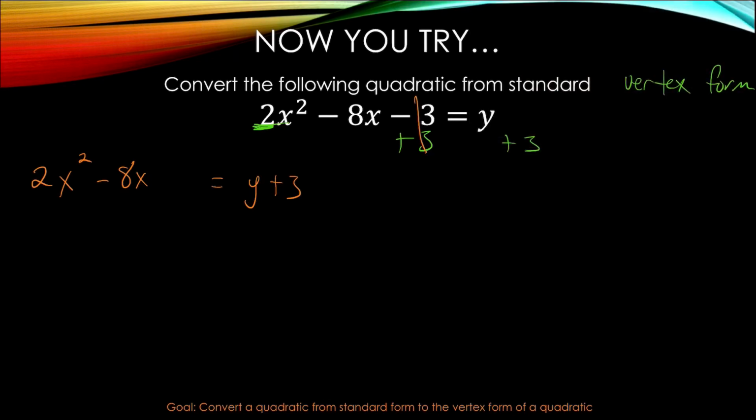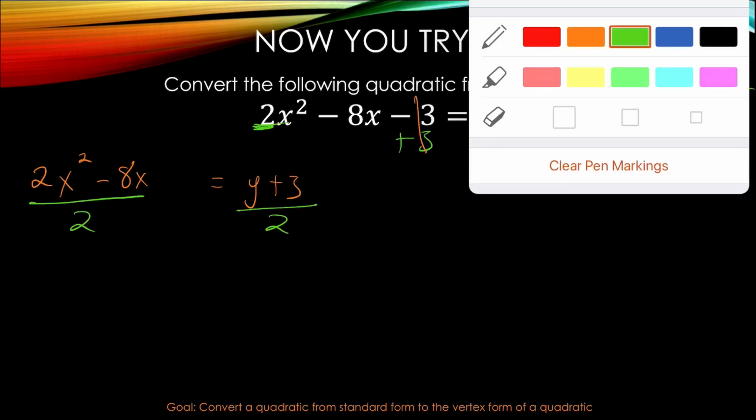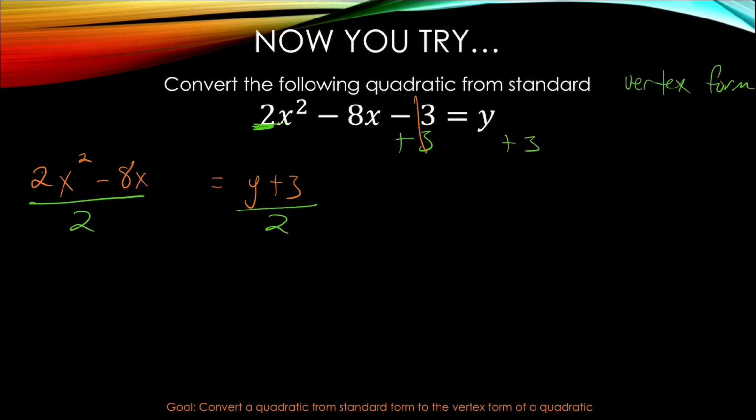The next step is, since my a value is not 1, I have to divide through by that 2. So when I do that, 2 and 2 cancel out, so I just get an x squared. Negative 8 and 2, I get minus 4x equals, and we're just going to leave this as y plus 3 divided by 2 over here. There's no need to simplify that or break that down at all.